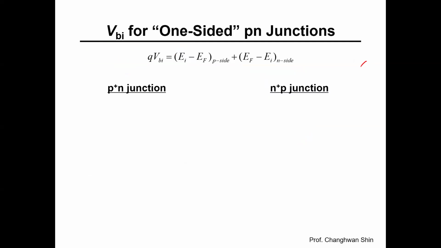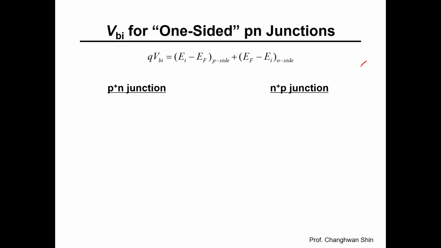So now let's take a look at the built-in potential for one-sided PN junction. I mean, if either the P side or the N side is degenerately doped, then we can call this PN junction diode one-sided. Having established the general expression for the built-in potential from the previous slide, let's examine the special case known as the one-sided junctions. These are PN junctions where one side is much more heavily doped than the other side.